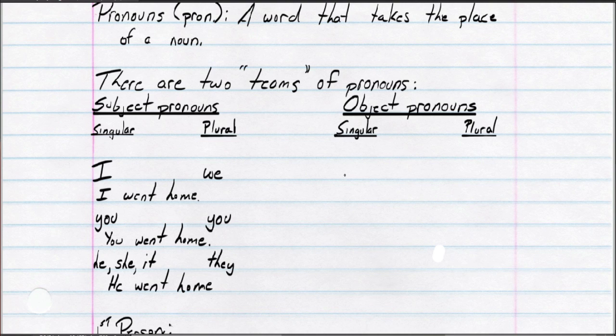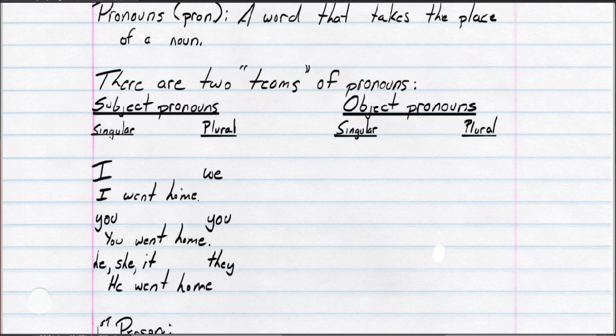Over here on object pronouns, we can't use the same words in the object of a sentence. So let's define what a subject and a predicate is. This might be a review for some of you, but let's define it right now. Every sentence has a subject and a predicate. If it does not, it is not a sentence. The subject is what we are talking about, and the predicate is what we are saying about it.